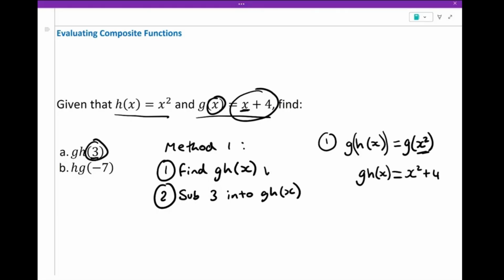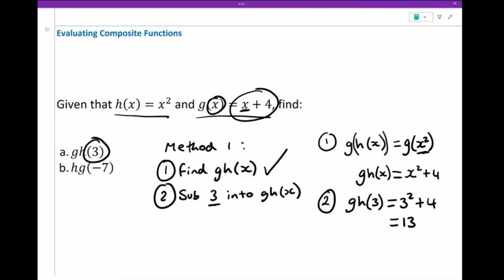So that is step 1 complete. We now need to do step 2. So step 2 says substitute our value 3, which is the value over here, into gh of x. Okay, so I want to find gh of 3. So replace the x here with a 3. And to do that, I would have to substitute 3 into the right-hand side in place of x. So we would get 3 squared plus 4. Now 3 squared is 9, plus 4 is 13. So that would be my final answer using method 1.